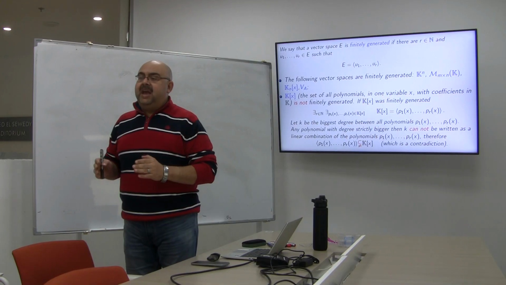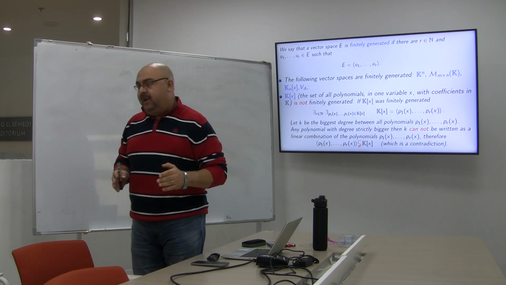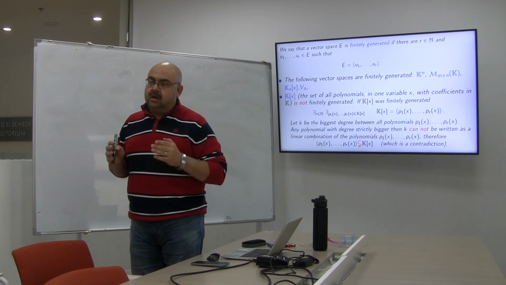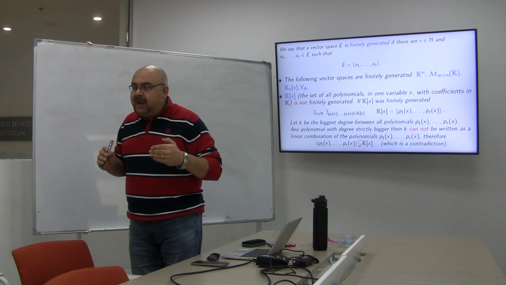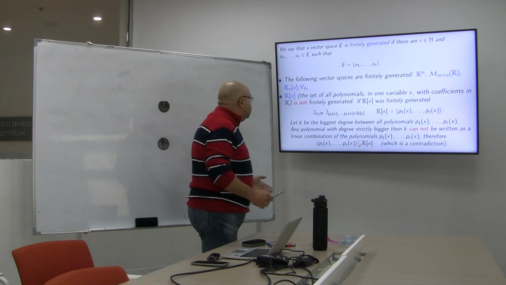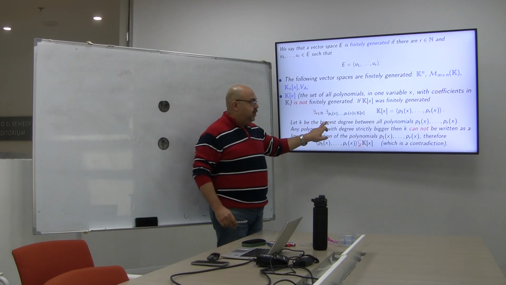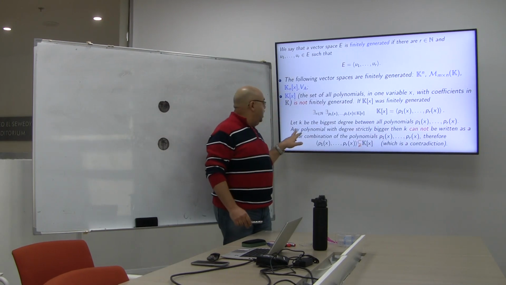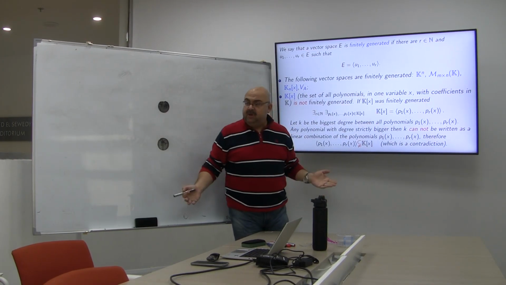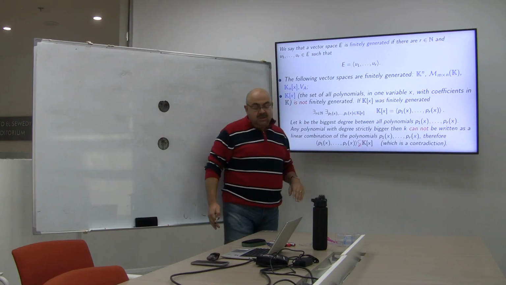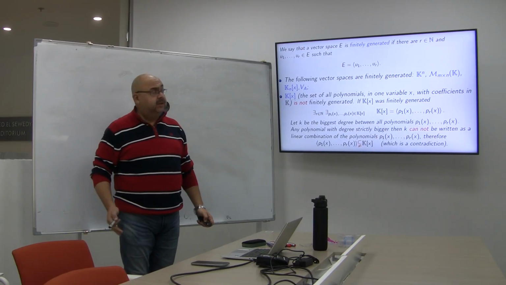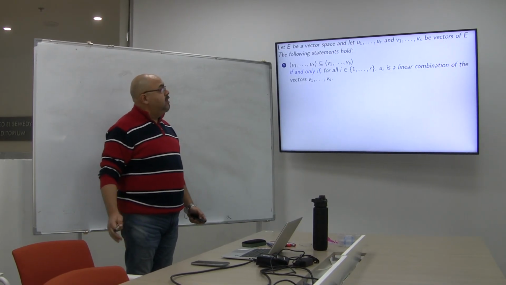If I want to generate x cubed, I'm not going to be able to generate it from x squared, because all the generating of these vectors is based on adding, not multiplying these vectors by each other. This is by logic. So let K be the biggest degree among all polynomials V1 to VR. Any polynomial with degree strictly bigger than K, you are not going to be able to generate from this set of generators. And it makes sense in polynomials, in real numbers, or in Rn.